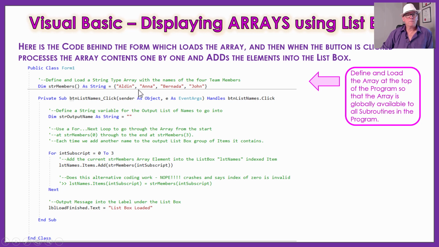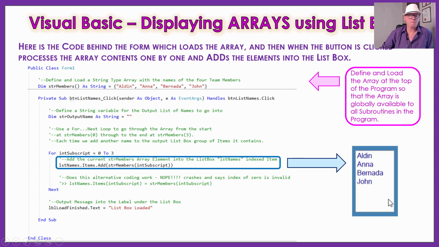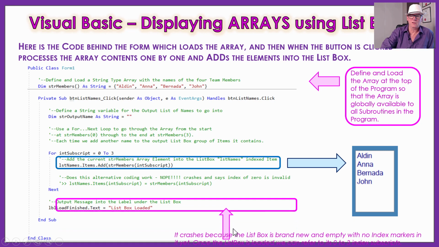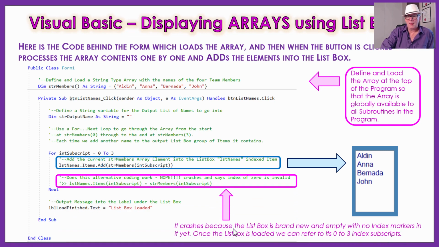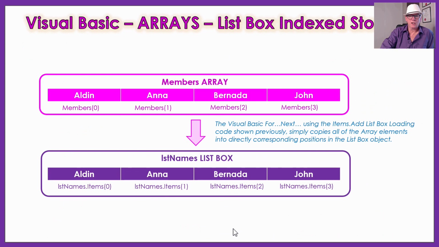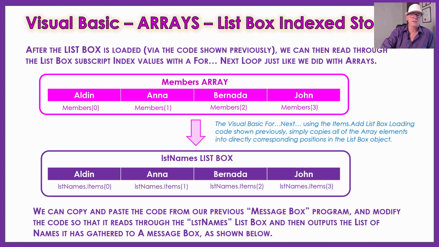So we go around our loop, getting all 1, 2, 3, 4, or 0, 1, 2, 3 of them. We add them into the list names, and then we're going to display when it's finished here. So that label we set up, we're just going to have list box loaded appear in that label there. And what will happen is when you add them, it's just going to put Alden, Anna, Bernardo, John, add them into this list box that we're making on the screen. Okay, and don't do it that way or it's going to crash. So here's the story on this. What we've got is our members array, but we have to put it into a list box.